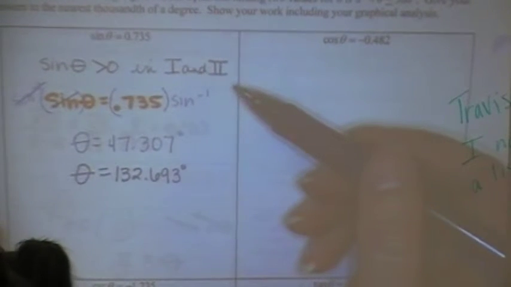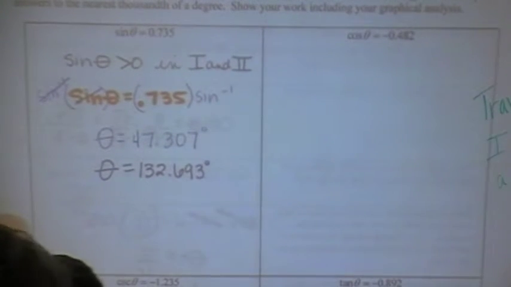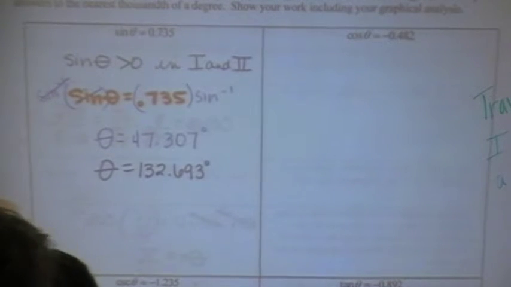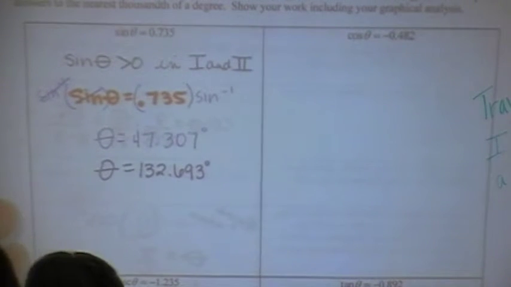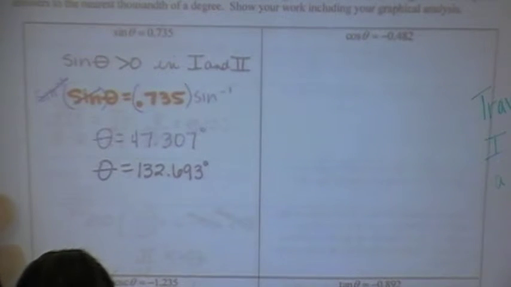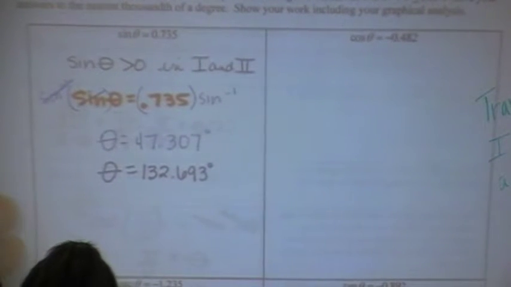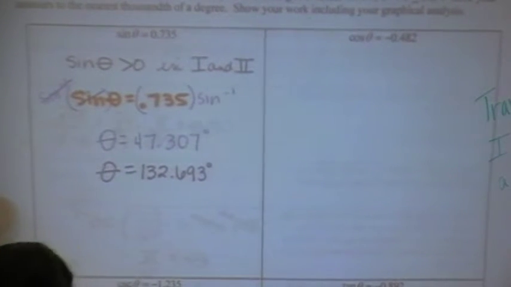Remember, quadrant 1 is between 0 and 90, and quadrant 2 is between 90 and 180. And then quadrant 3 is you add 90 more, and then quadrant 4 you add 90 more of that. So you just kind of have to keep track. That's a good question. All right, so let's try cosine.